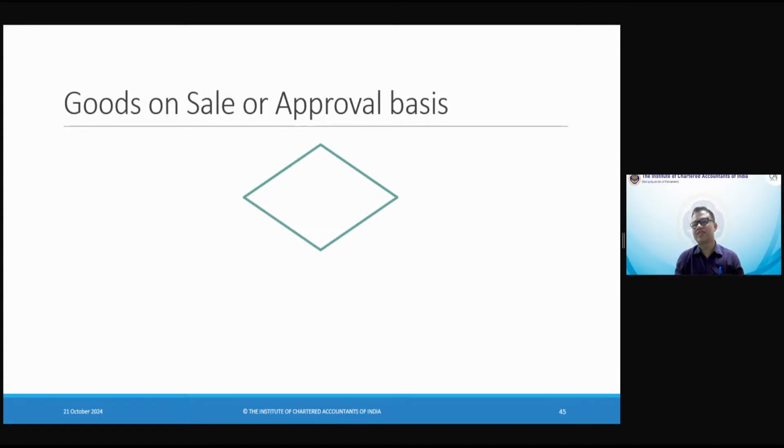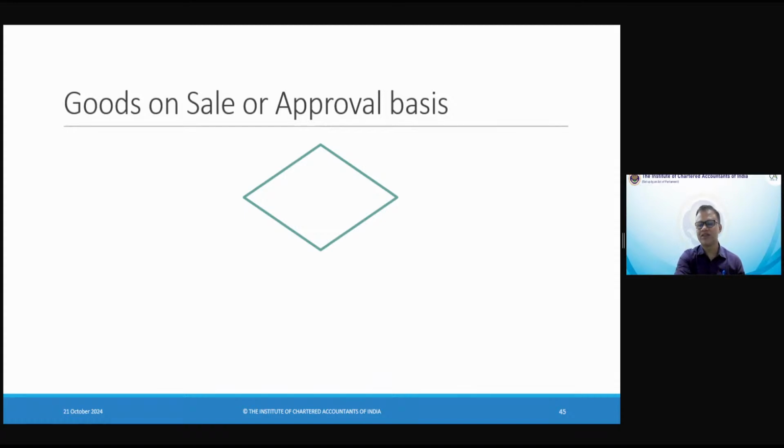This is where you are telling the customer that you are the king, and the customer has the ultimate decision power. The customer will check the quality and specifications. If everything is right, the customer will take it, otherwise the customer will not take it. So you are handing over the decision making to the customer here, and this is the way you want to improve your sales and improve your market image. This is the way of goods on sale or approval basis.